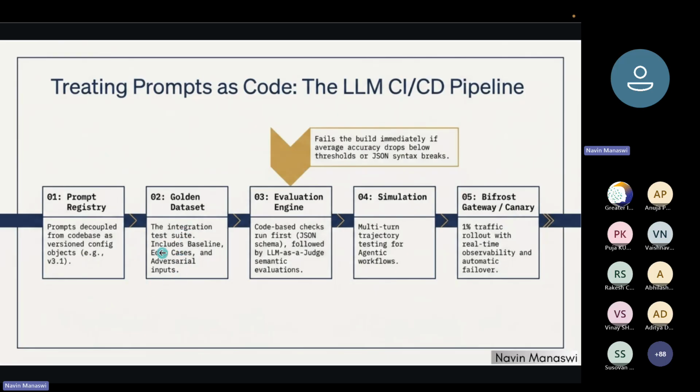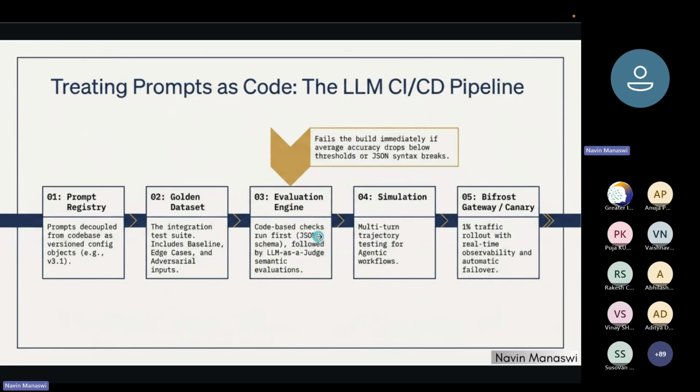It includes the baseline, edge cases, and the adversarial inputs and all. So we create a lot of bad scenarios, like what happens when someone puts in prompts of this type. So we create multiple kinds of prompts to see the adversarial scenarios, the edge scenarios, the prompt injection scenarios also. We try to figure out the possibility of the edge cases more or less.